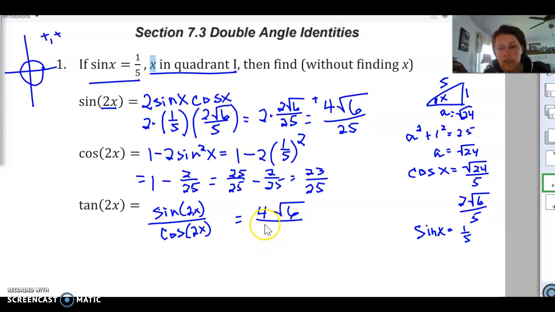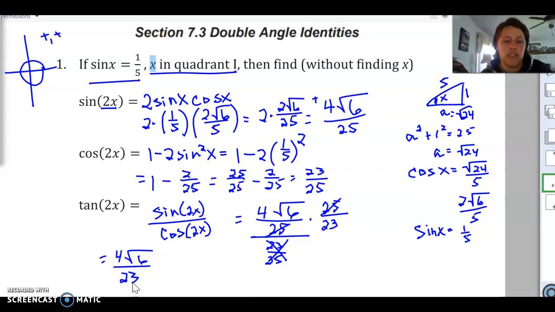So we're going to do sine, which is 4 square root of 6 over 25, what we found in the first part, over 23 over 25. Now we've got our stacked fractions here, so we're going to multiply by the reciprocal of the denominator. So turn that over. We've used that now. And our 25s are going to cancel. And we're going to end up with 4 square root of 6 over 23. And that's our final answer for tangent of 2x.